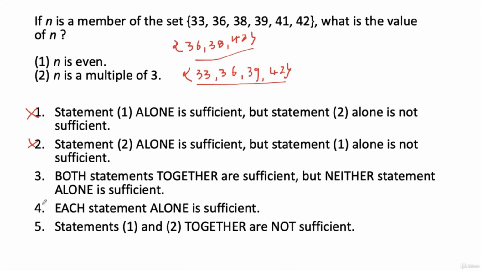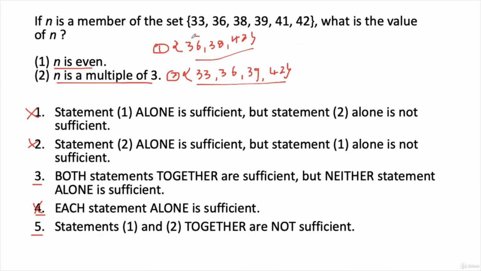Now, we look at statements 3, 4 and 5. Since they are not sufficient alone, option 4 gets cancelled out and we are left with option number 3 or option number 5. Now let's consider both of these questions together. When we are thinking of a value of n out of this set where n is even as well as a multiple of 3, we look for common elements in set 1 and in set 2.